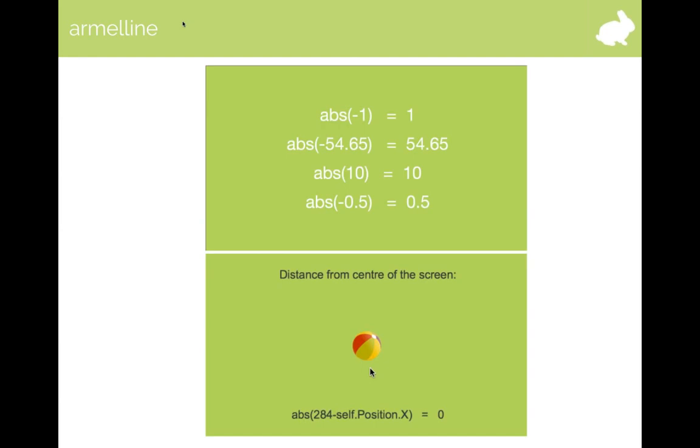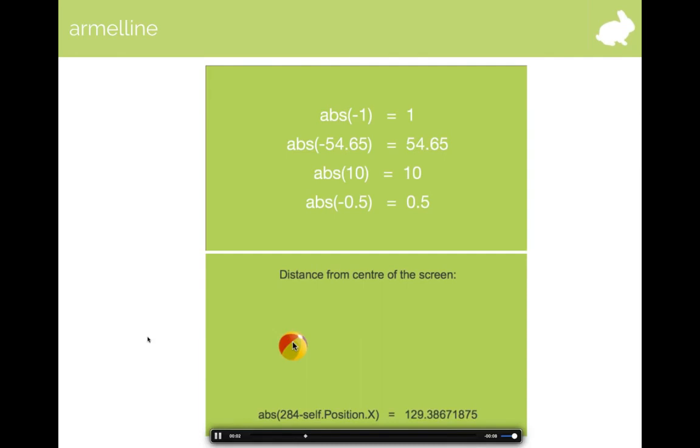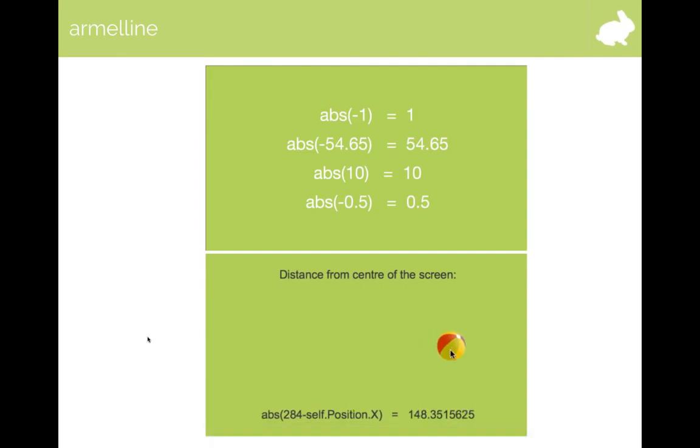So just a couple of quick examples. You can see if you put -1 in, you get 1 out, minus 54.65, you get 54.65. If you put a positive in, it doesn't change anything. A good, useful way of using it is it will let you work out the distance from a point without having to resort to magnitude, which we're going to be looking at a bit later.